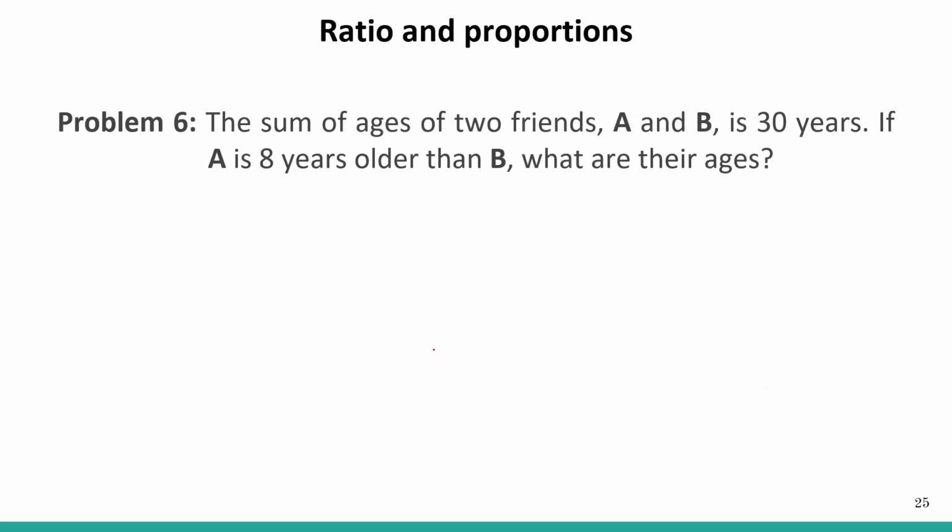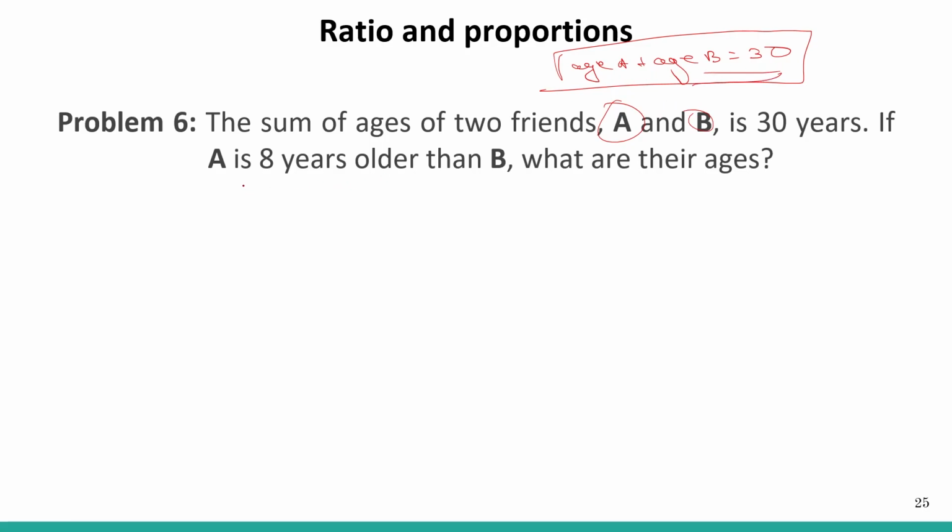So let's see problem number 6. The sum of ages of two friends, A and B, is 30 years. If A is 8 years older than B, what are their ages? So what we have here is the sum of ages of two friends, A and B. So age of A plus age of B is equal to 30.